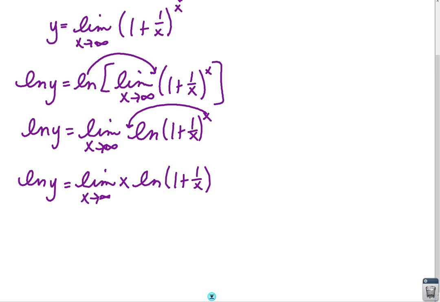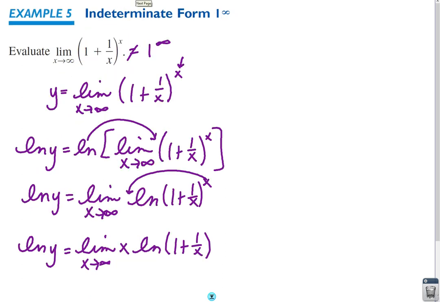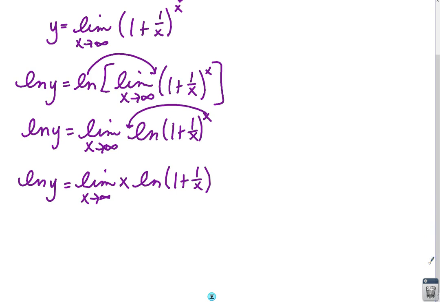Remember how we did it with e to the negative x on this last question? I was able to bring it to the denominator because I had a negative exponent. Well, I can do the same thing here. It just doesn't look like it, okay? So x by itself is just x.